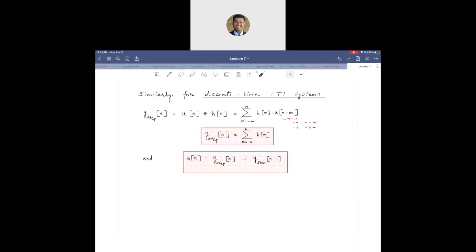You can prove that by writing y step of n. You can replace n with n minus 1 and write an expression for y step of n minus 1. You get two elements that need to be subtracted on the right hand side, which will get back h of n. So take the difference, or the derivative, to get the impulse response. Add things up, or accumulate things, to get the step response.